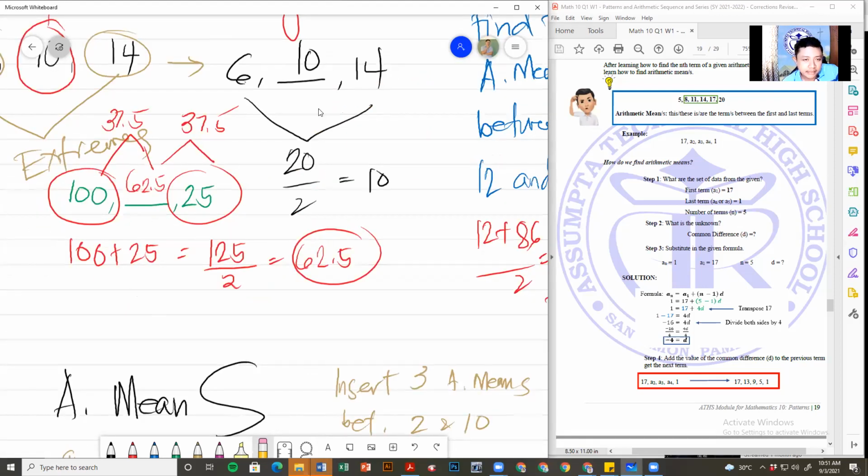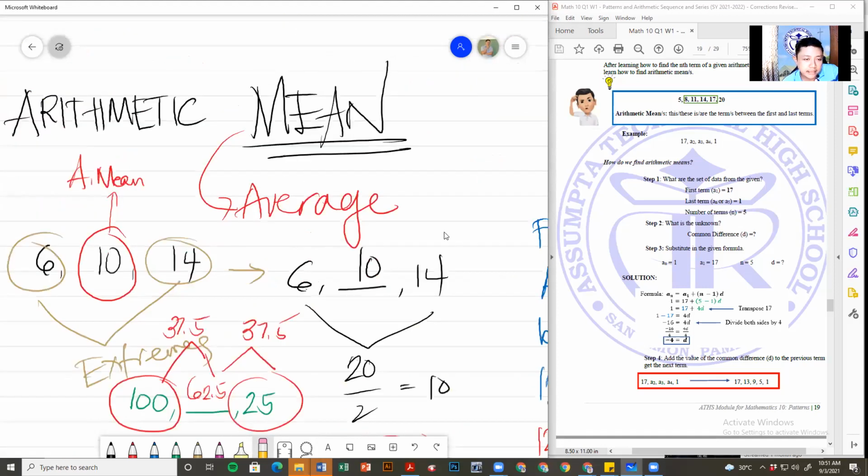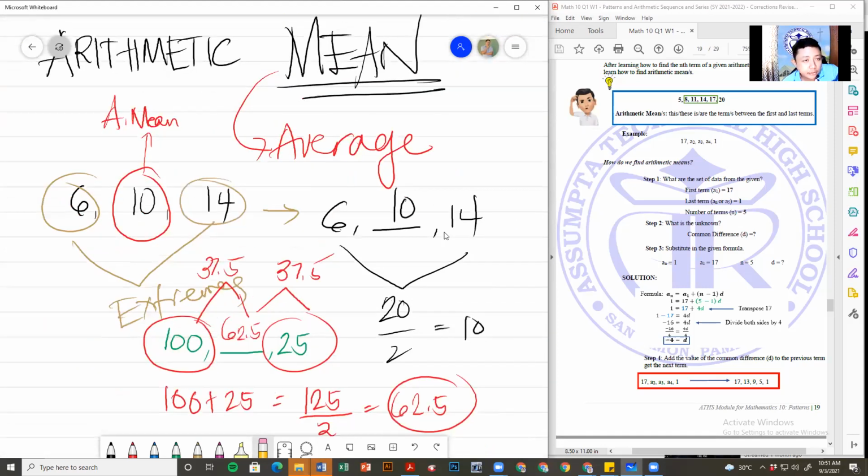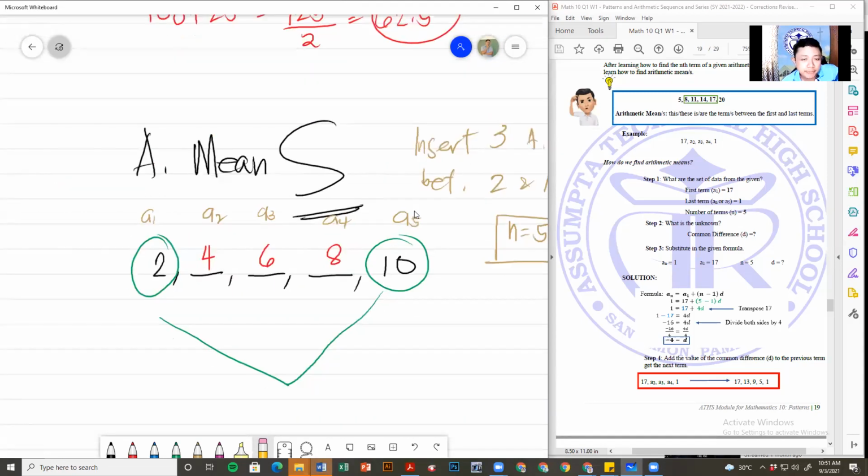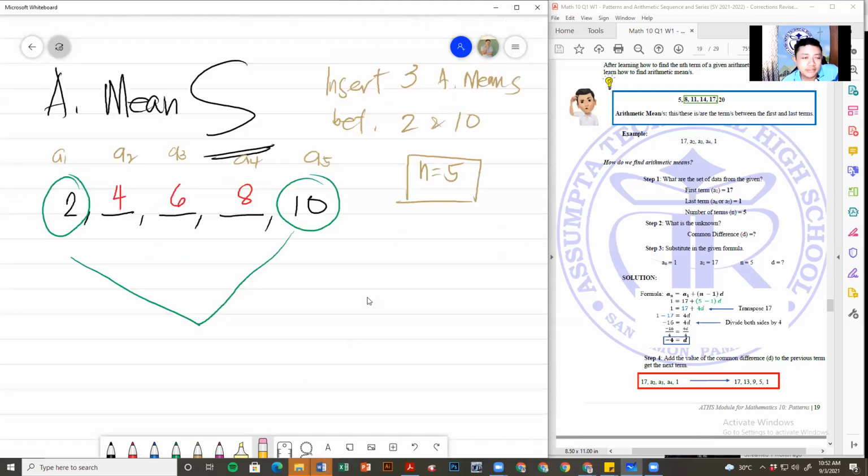Okay? Ready? If there's only one arithmetic mean that we need to find, that's the simpler process. Add, divided by 2, because that's the average. That's the mean. But if we are not just looking for one mean, but 2 or more, then there is something that we can do. Look at this. I want you to draw the illustration. We have 2, blank, blank, blank, 10, because this is the given.